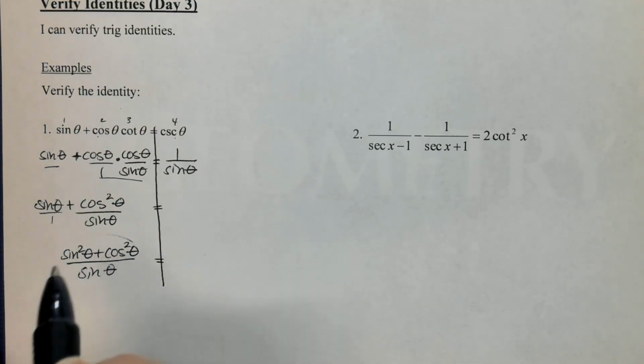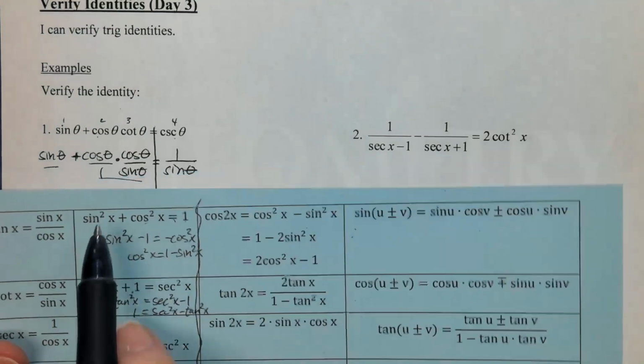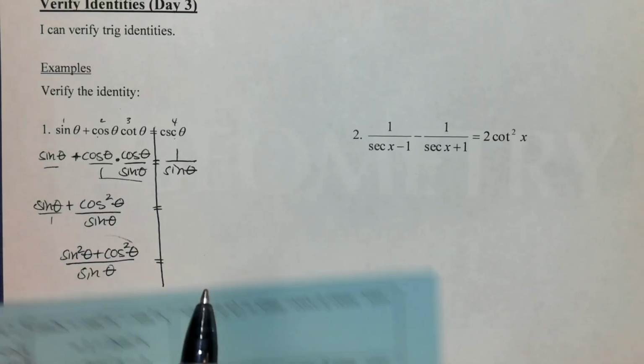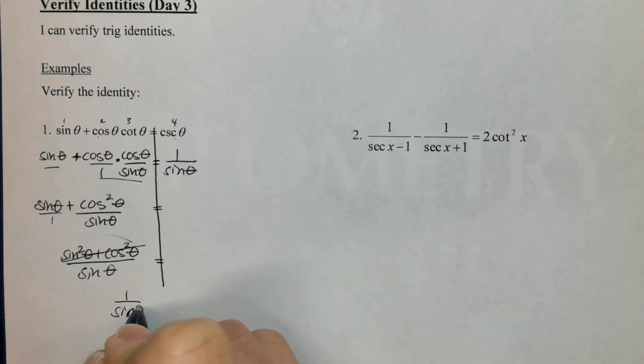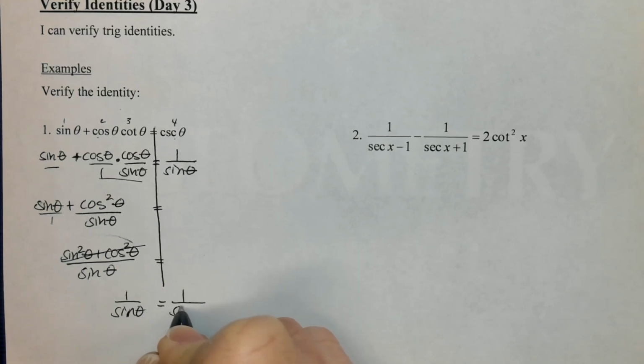This is one of our identities, so on our card, if you look, sine squared plus cosine squared is 1. So I'm just going to take all that stuff out and write 1 over sine, which is the same as the other side.